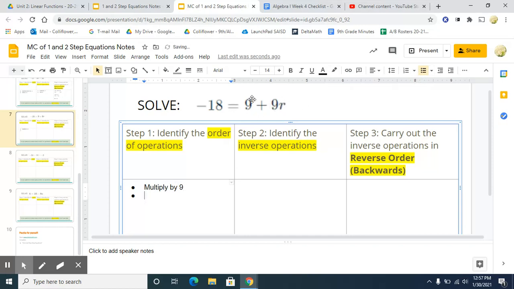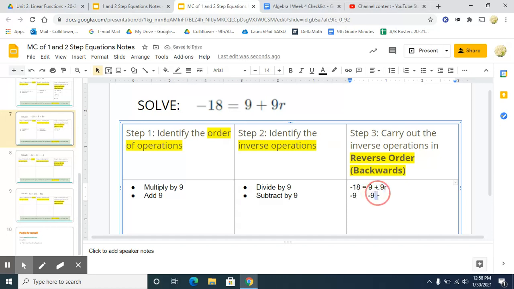After we multiply 9 times r, we would do plus a 9. So here we have add 9. The inverse operations of this would be to divide by 9 and to subtract by 9. Let's do these steps in reverse order. If -18 is equal to 9 plus 9 times r, we're going to do the last inverse operation first. So we're going to subtract by 9 on both sides of this equation.